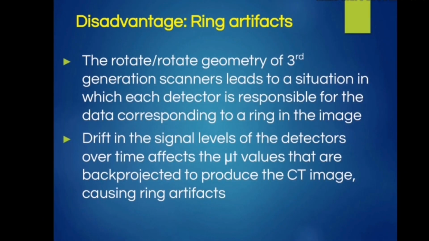The only disadvantage of the third generation is that of ring artifacts. The rotate-rotate geometry of the third generation scanners leads to a situation in which each detector is responsible for the data corresponding to a ring in the image. Drift in the signal levels of the detectors over time affects the values that are projected to produce the CT image, causing the ring artifacts.